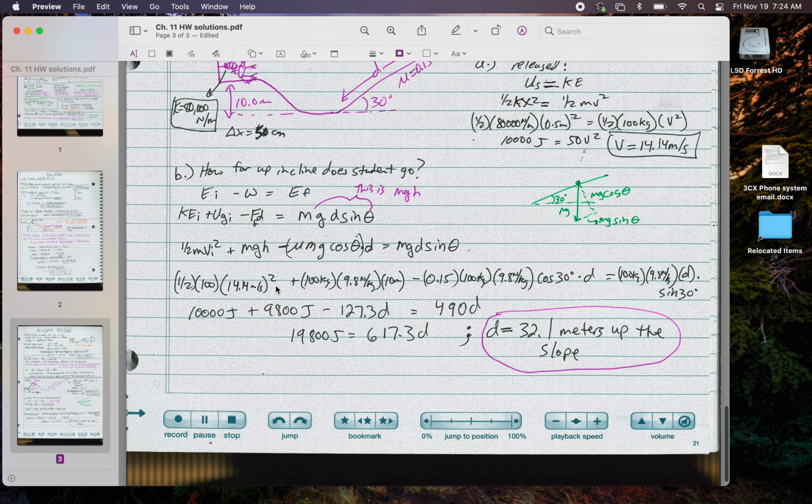So initial kinetic energy plus initial gravitational potential energy minus the work lost due to friction, which is in terms of d, that distance, is equal to the gravitational potential energy, which is also in terms of that distance. And that's how I got that.